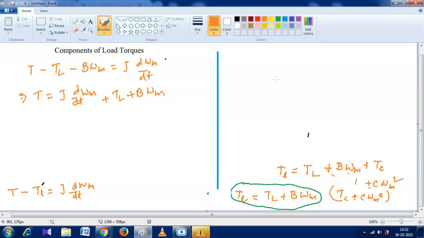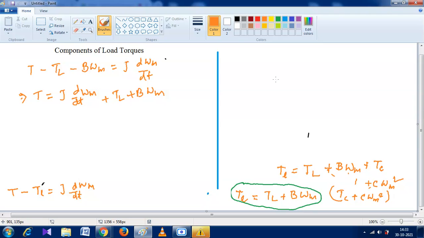The capital TL is the useful mechanical work which we have to do, and B omega m is due to what? What is the name of B omega m? This is basically the viscous friction part.